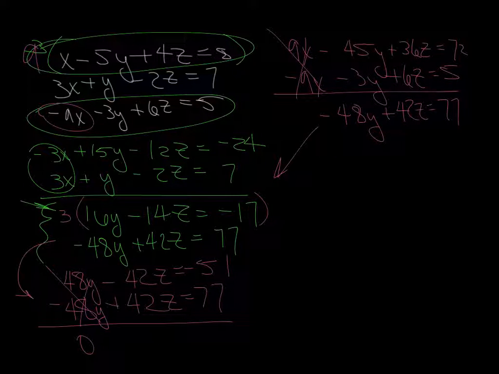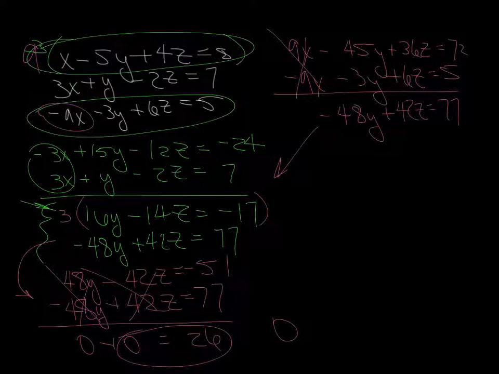0, 0 equals 26. So does 0 equal 26? No, it does not. So because they're not equal, then we get the null set for an answer, and we just stop there. We don't have to continue any further with that.